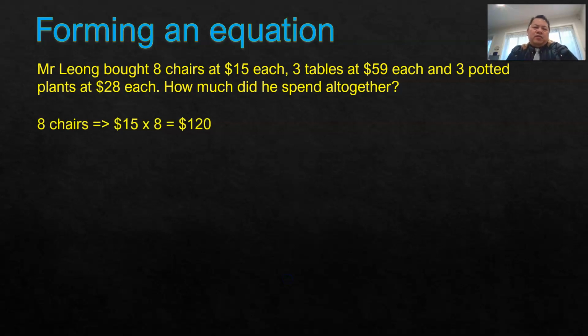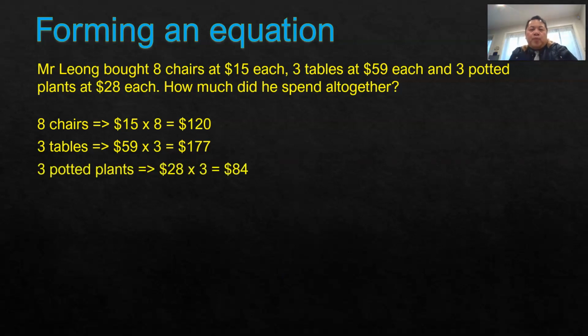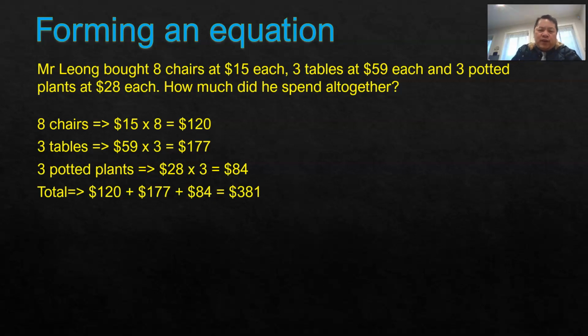We can always find the cost of the 8 chairs, which is $15 times 8 because there are 8 chairs, $120. The cost of the 3 tables, $59 times 3, which is $177. The price of the 3 potted plants, which is 28 times 3, which is $84. Then we find the total. Unfortunately, in this part of the book, we are required to know how to put everything into one equation. So it's not so difficult.